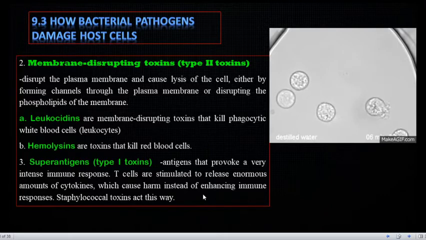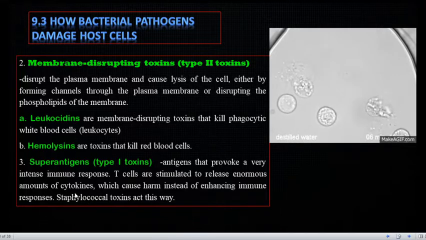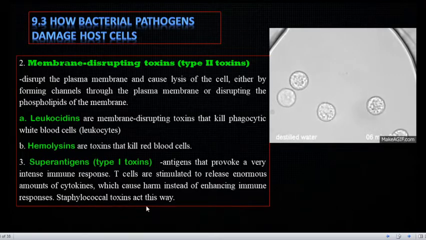Okay? So, hindi maganda para sa katawan ng isang host na tumaas the concentration of the cytokines. It is not good, okay? Because it will cause harmful effects on the host's body. So, yun yung inaatake ng superantigens. It stimulates your T cells to produce large amounts of cytokines, which can harm instead of enhancing immune responses. So, imbis na nakakatulong yung cytokines, when it is present in a large concentration, nakakasama siya. Okay? So, one example of a superantigen toxin is your Staphylococcal Toxin.